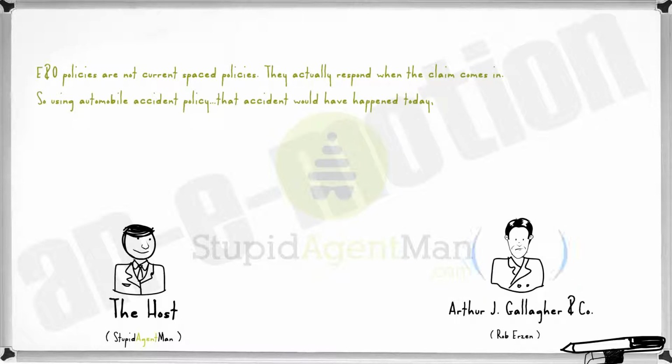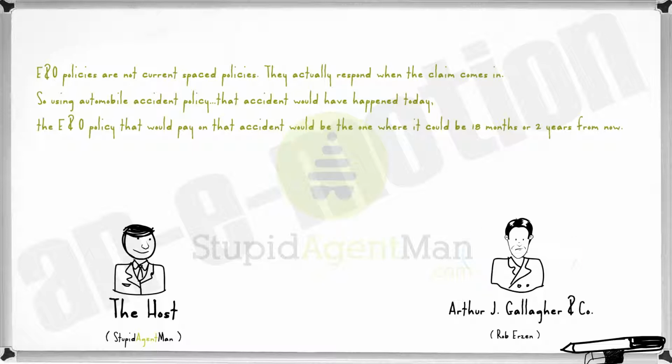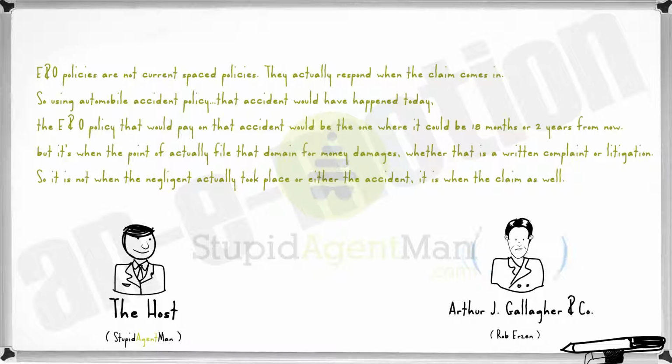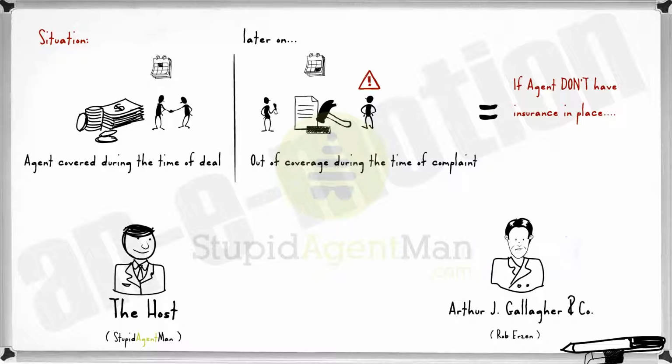So using my automobile accident, that accident could have happened, say it happened today. The E&O policy that would pay on that accident would be the one where it could be 18 months from now, it could be 2 years from now, but it's when the plaintiff actually files a demand for money damages, whether that's a written complaint or litigation. So it's not when the negligent action took place, i.e. the accident, it's when the claim is filed. That's why they call these policies claims made. So that's that situation you're talking about where someone had sold a policy, maybe they did not keep their policy in force for some time after that transaction took place, and then 18 months later, if they don't have the insurance in place, it's not going to pay for that claim.